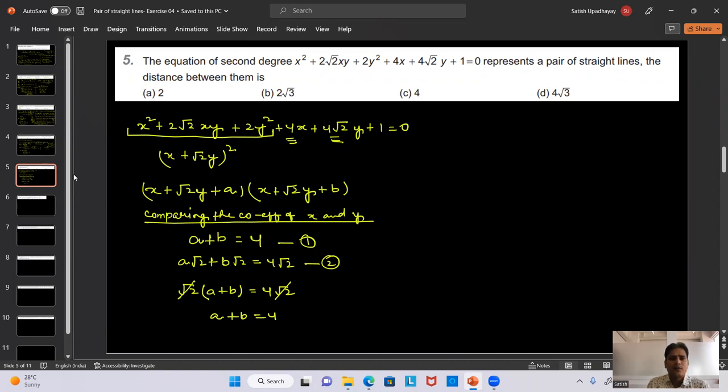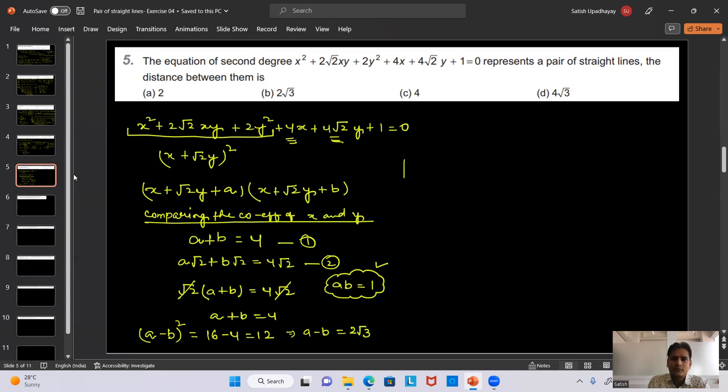And what else? If you multiply these, that will be the constant term, right? So ab will be equal to 1. So this is one equation and this is another, a plus b equal to 4. So we can find the value of a minus b, right? a minus b whole square will be 16 minus 4, so that will be 12. So a minus b will be basically 2 root 3.